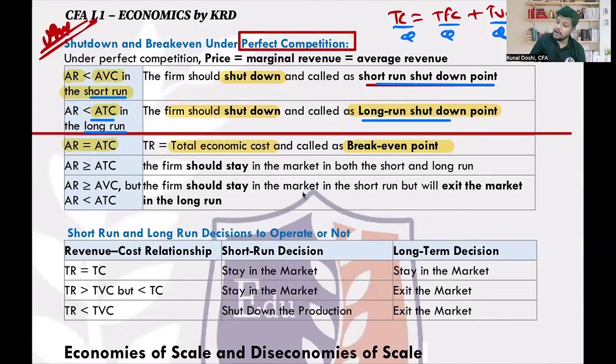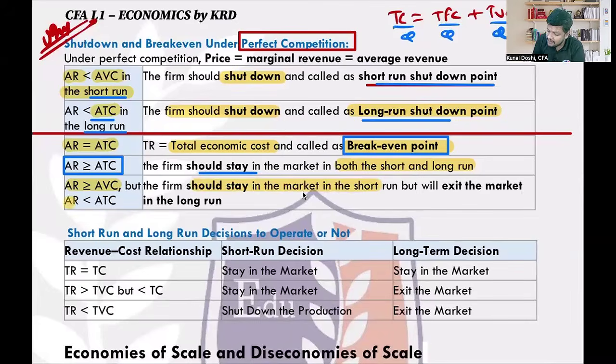So what is the break-even point? Break-even point is the point where the average revenue is equal to ATC. Correct? If the average revenue is greater than ATC, yes, then the firm should continue to be in the business in short run and long run. There's no harm. But now see an interesting thing. If the average revenue is greater than average variable cost, should I continue being in the business? Yes, for short run, you can continue.